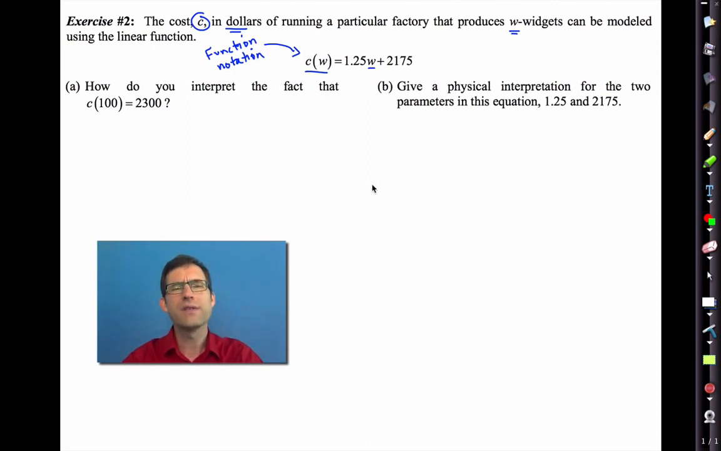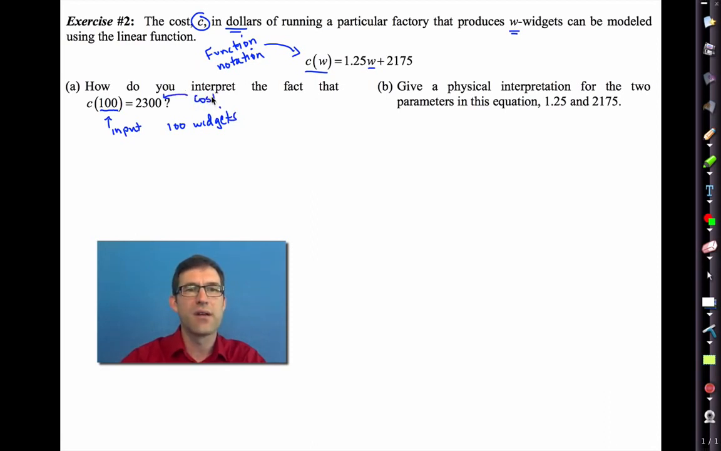All right. Pause the video. See if you can write down how you interpret that piece of information. Okay, let's do it. Well, here's the input, right? So that's the input, right? So there's 100 widgets, right? And this is the output. What was the output? That was the cost.